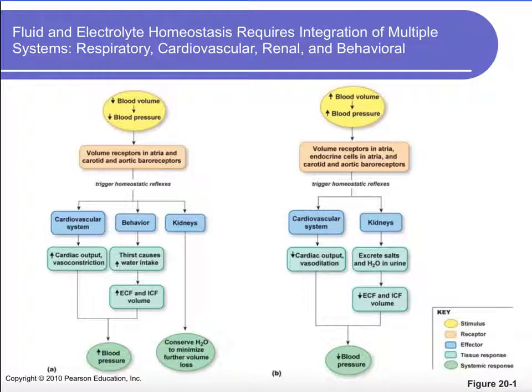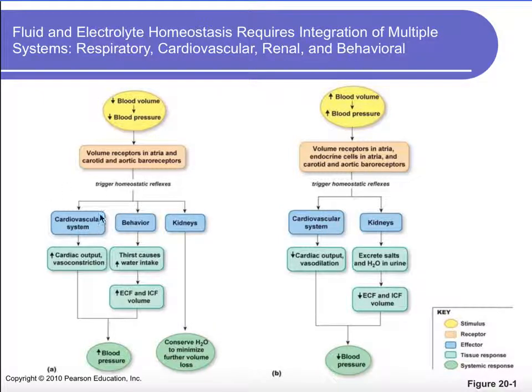So fluid and electrolyte homeostasis requires the integration of multiple systems. And so this is why it's an integrative physiology chapter, because we're looking at several organ systems working together. So the respiratory system, cardiovascular system, the renal system, as well as our behavior really influence fluid and electrolytes. So let's take a look at what would happen when our blood volume reduces. When we have a reduction in blood volume, obviously that's going to reduce our blood pressure. Our baroreceptors, which sense changes in pressure, located in our aortic and carotid bodies, will sense that and send that information into the CNS. We will then trigger a homeostatic response to try to restore homeostasis.